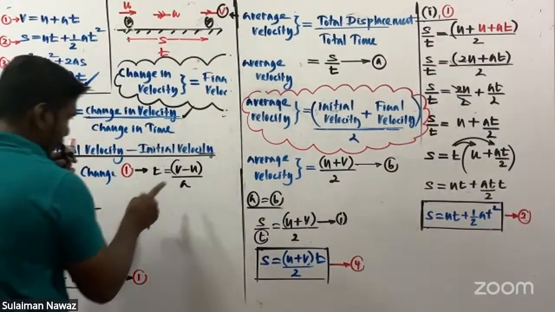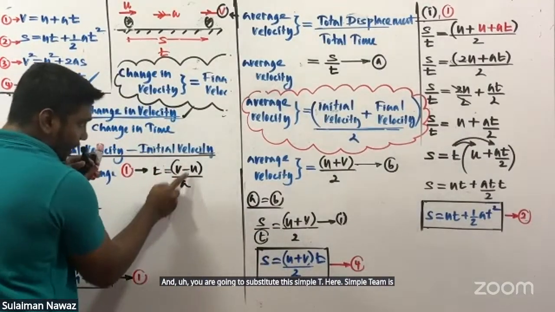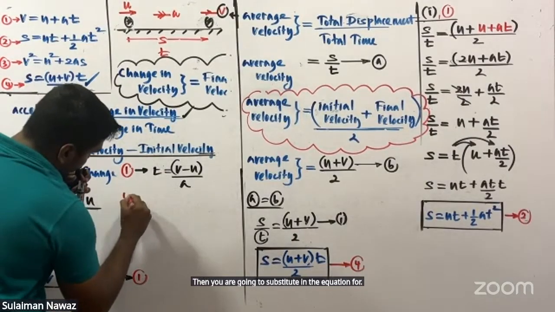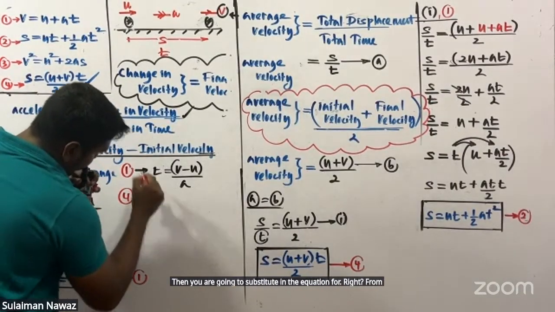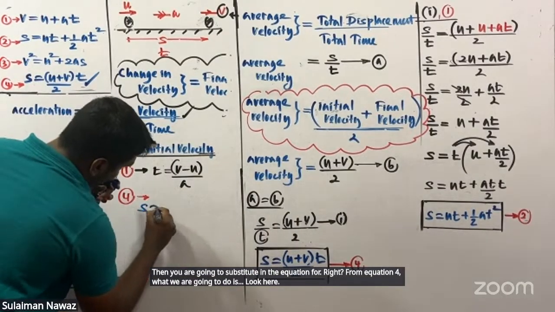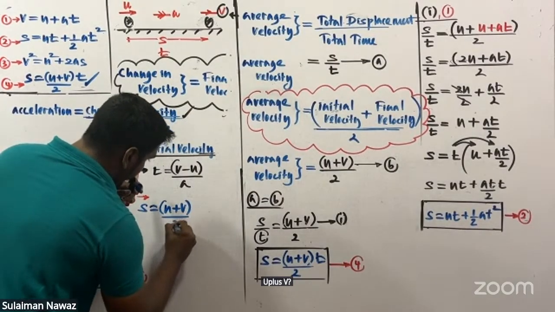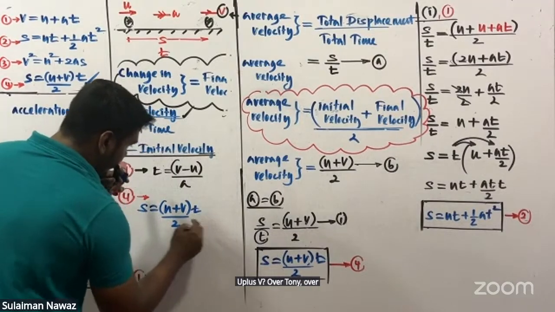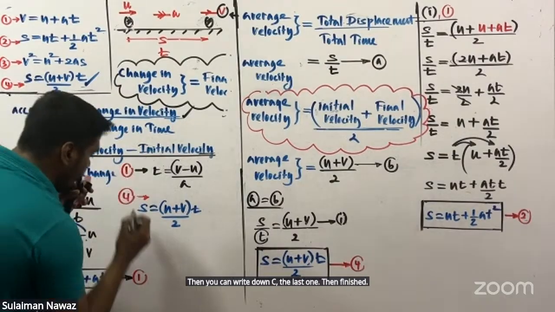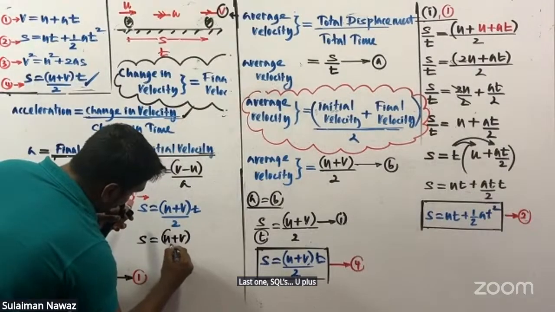And you are going to substitute this simple t here. Simple t means you are going to substitute v minus u over a. Then you are going to substitute in equation 4. From equation 4, look here: s equals (u plus v) over 2 into t. You are going to substitute for t. Then you can write down the last one. Then finished. Last one: s equals (u plus v) over 2.